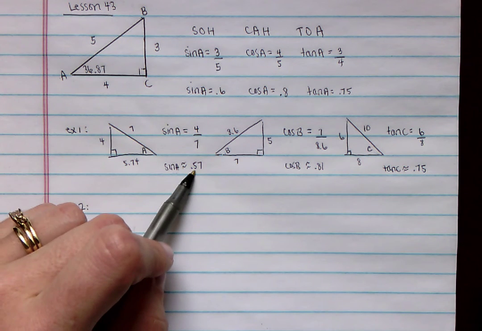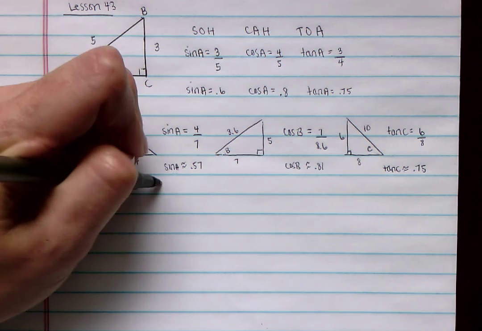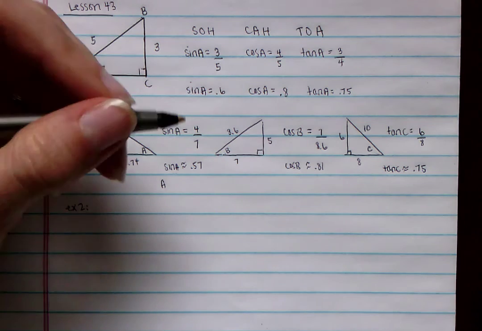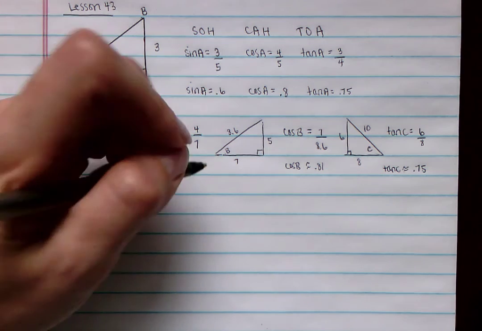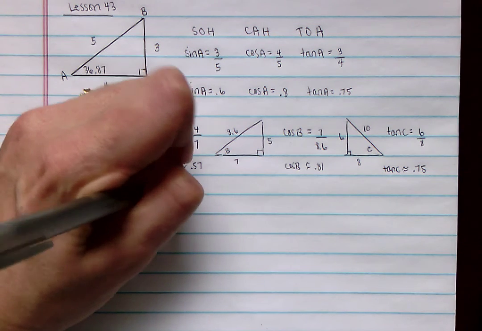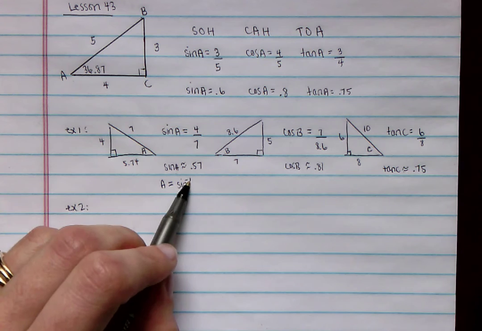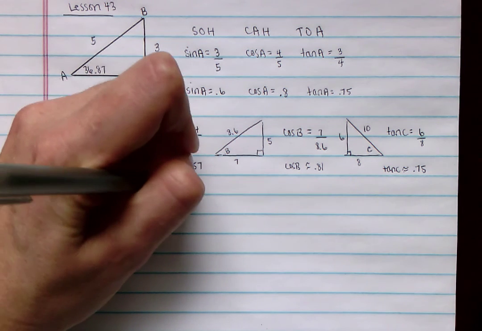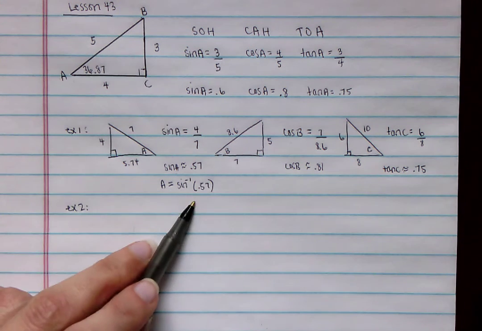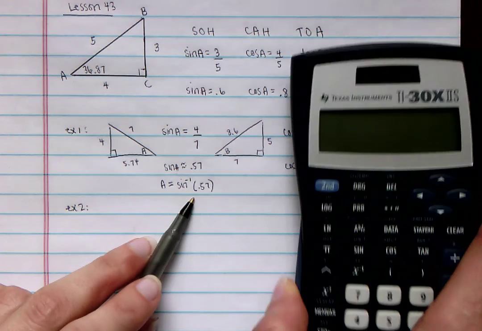So if I want to know what angle A equals, I can undo the sine by saying inverse sine. And that's what that looks like, sine with the -1. That's the inverse sine. And then I'm going to plug in that 0.57, and then I'll be able to see what angle that is.